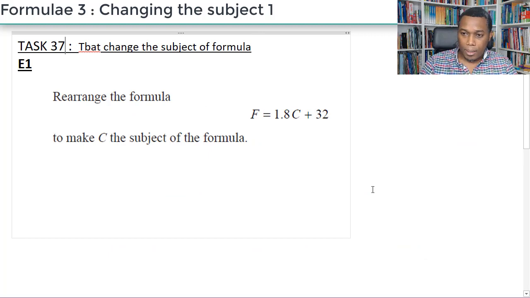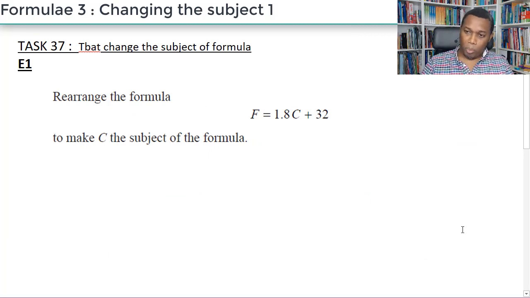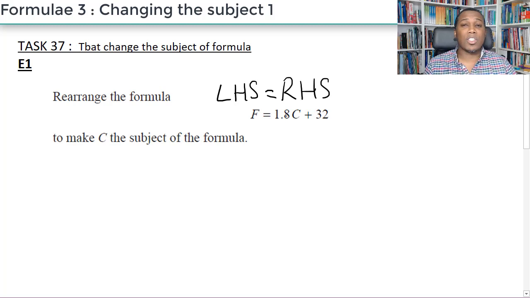So we have F is equal to 1.8C plus 32. We want to rearrange that to make C the subject. Making C the subject, what I mean is that at the end of this process, we will have C is equal to. Now, it's really important to understand that I said C is equal to, but C can be either on the left-hand side of the equal sign or the right-hand side. It does not matter.